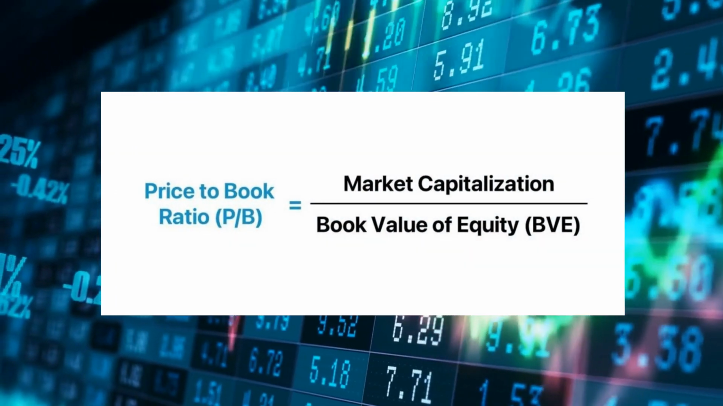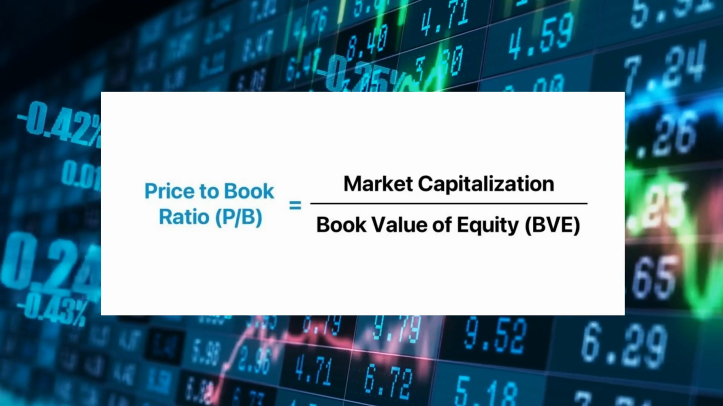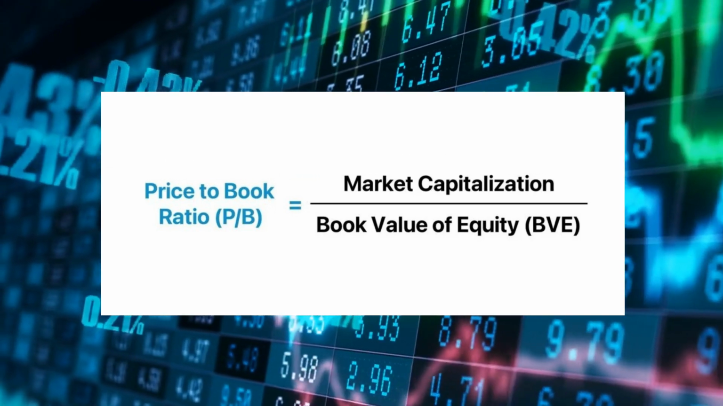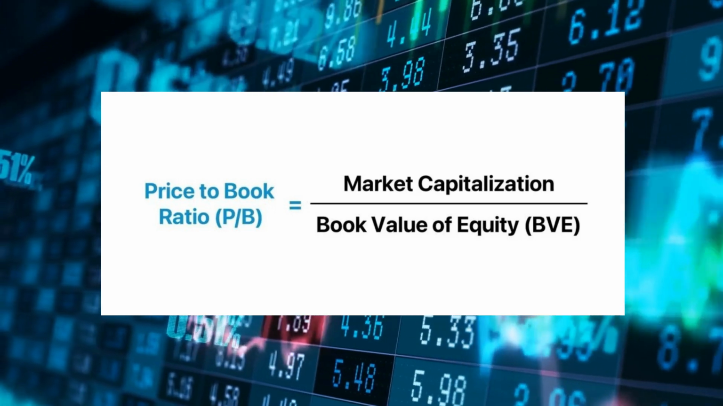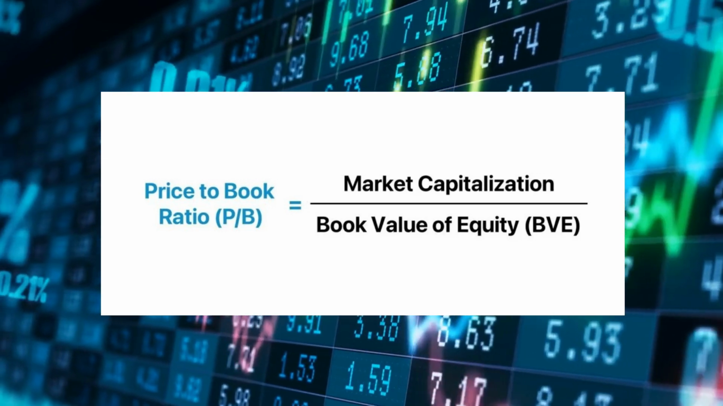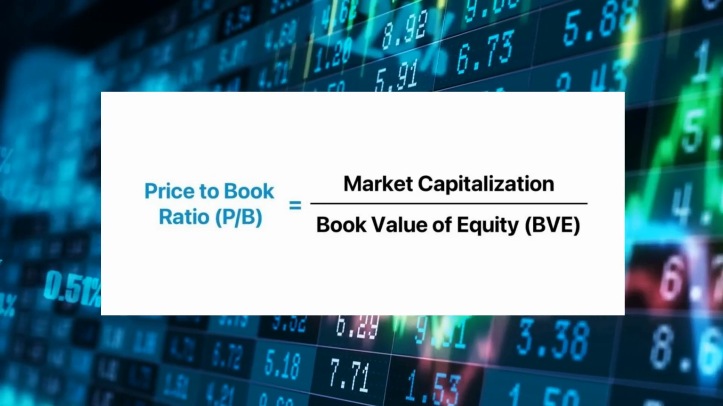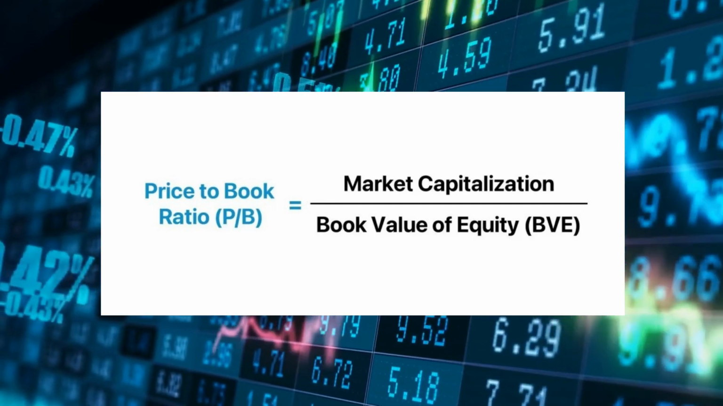Price to book (PB) ratio. This ratio compares a company's market value to its book value. The book value is derived from the balance sheet and is essentially the net assets of the company. A PB ratio under 1 could indicate that the stock is undervalued, assuming the company is financially healthy.